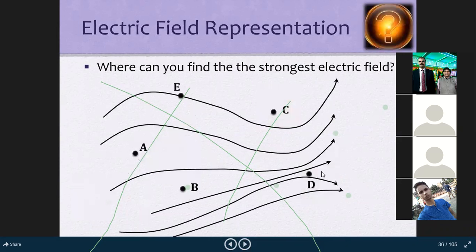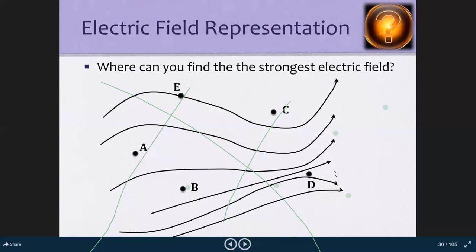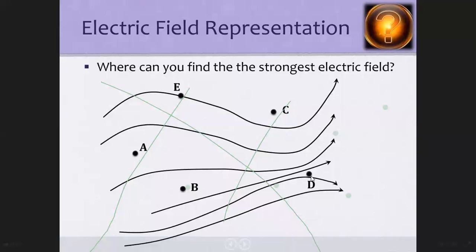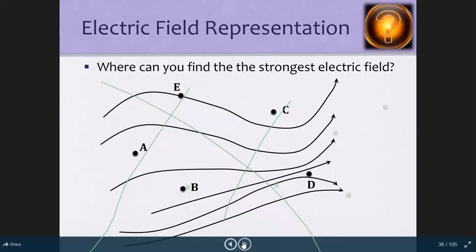Remember, this is the field line. These are variable field lines and we have several points E, C, A, B and D. Now the question is, where can you find the strongest electric field? Your answer should be: the electric field is stronger where the field lines are closer together. Here at D the electric field lines are closer, so the electric field will be stronger at point D. Yes.